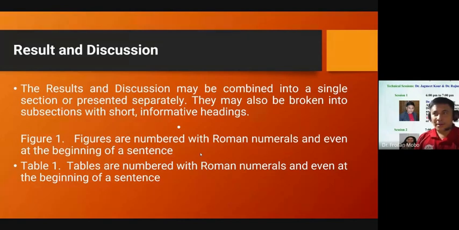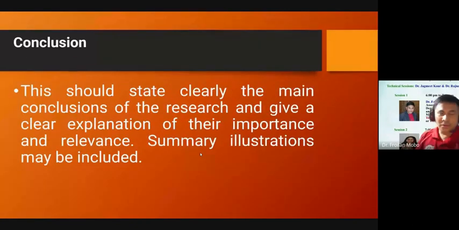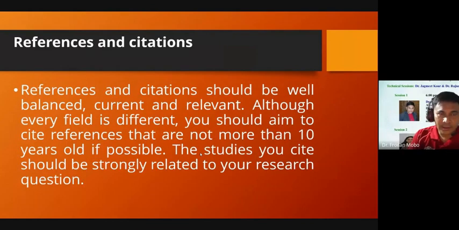Of course, the research preliminaries or the article should be aligned accordingly to different journals, which are reputable enough to be considered. So these are some of the discussions, and we also have the conclusion. State clearly the main conclusion of the research, and give an explanation. And of course, there are references and citations that should be included.